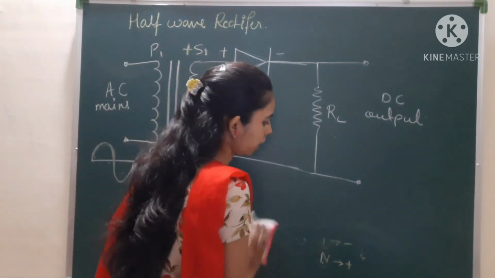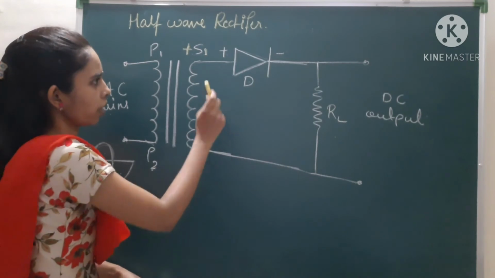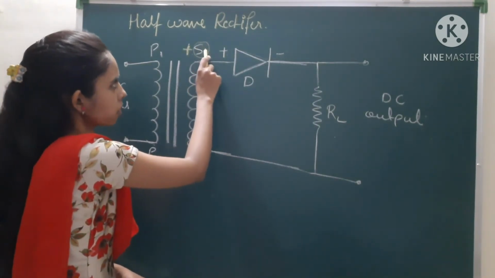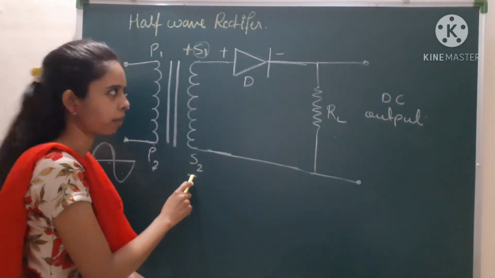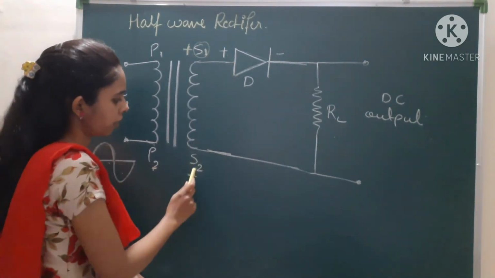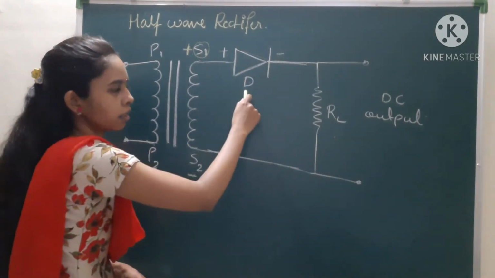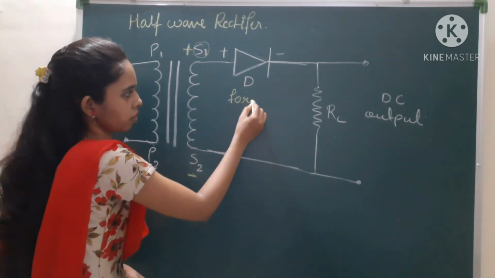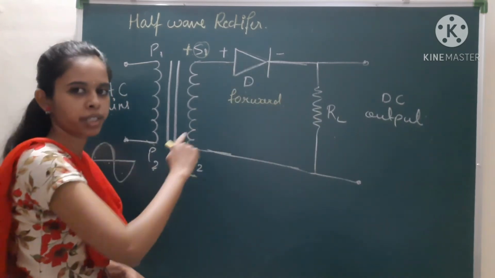So let us see. We have to play with these terminals only. Now see, this will act as the positive terminal of the battery, and S2 will act as the negative terminal of the battery. Therefore positive is connected to the positive of the diode, and negative is connected to the negative of the diode. Therefore this diode will work in forward bias, and current is generated in this.